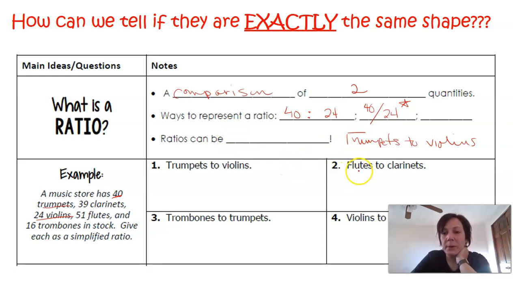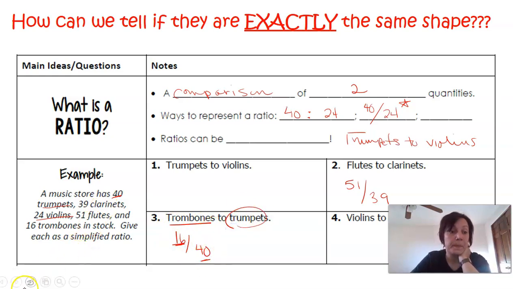So if I wanted to write the ratio of flutes to clarinets, there's 51 flutes, there's 39 clarinets. I'm just going to write 51 to 39. Trombones to trumpets, there's 16 trombones, there's 40 trumpets. So 16 to 40. Notice that the one that comes first is on top, the one that comes second is on the bottom. Order matters here.